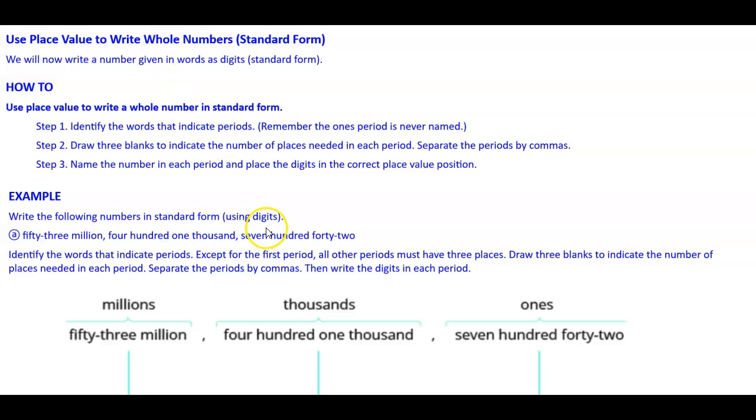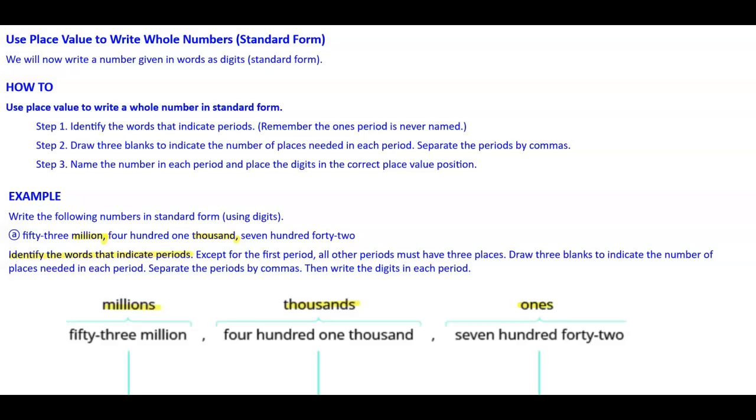Again, using digits. We have 53 million, 401 thousand, 742. The first thing is that we need to identify the words that indicate the periods. So the first one is millions followed by the comma, so therefore there is our first period. The second one is thousand followed by the comma, and therefore the next period is thousands. And the next one is not named, as remember, the ones period is never named, so therefore we have the ones.